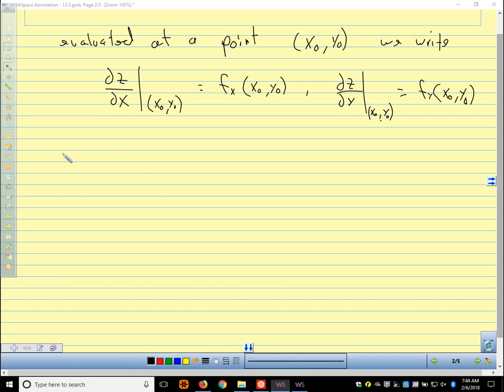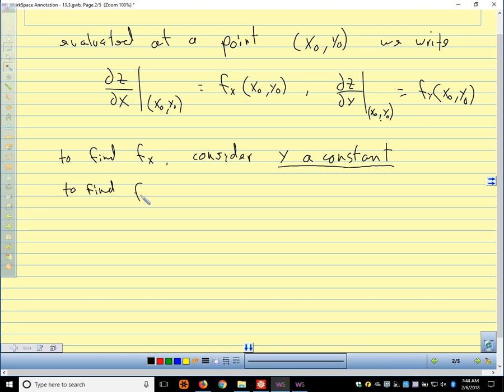All right, so just to emphasize, to find f sub x, we consider y a constant. So we're just thinking about a particular value of y. And to find f sub y, we consider x a constant. So for a particular value of x, we can figure out how the function is changing with respect to y.